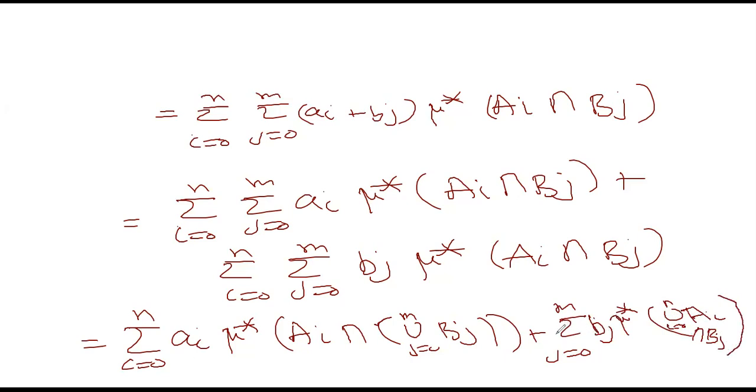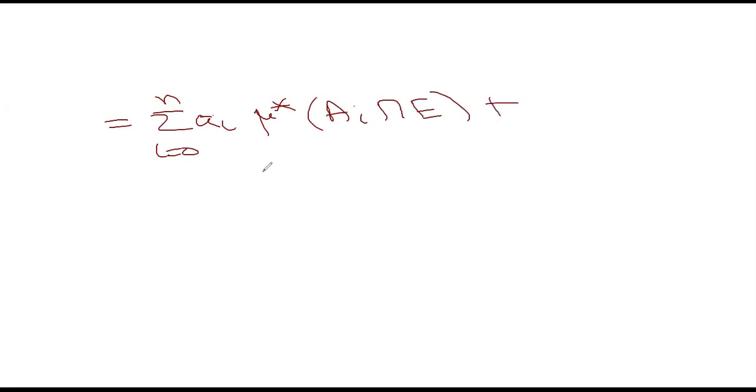This is summation j runs from 0 to m, b_j mu star of union i runs from 0 to n, a_i intersection b_j. Okay, and this is equal to summation i runs from 0 to n, a_i into mu star of a_i intersection that union, which is equal to E, plus summation j runs from 0 to m, b_j mu star of the union with respect to i, that's again equal to E intersection b_j.